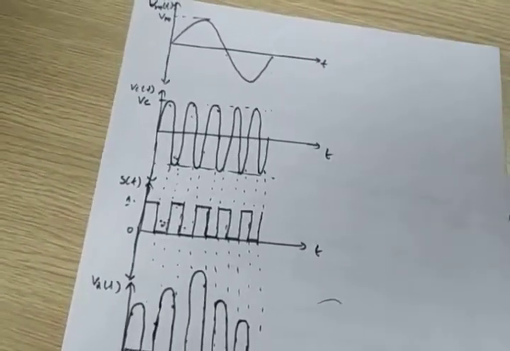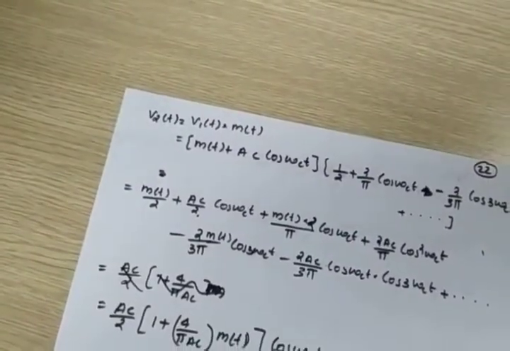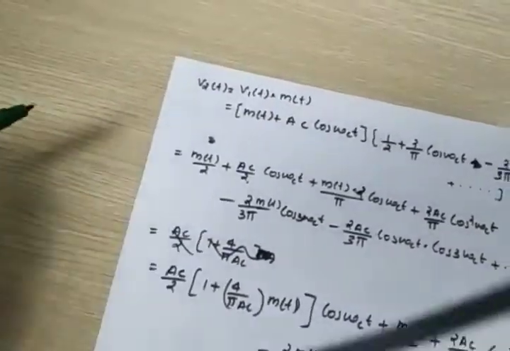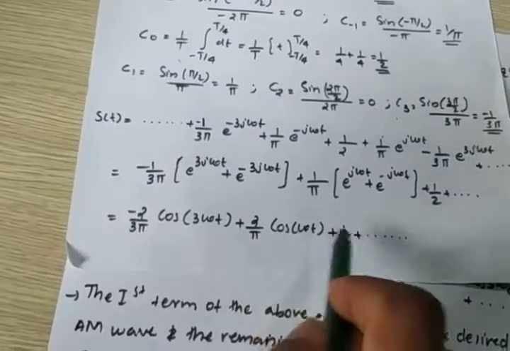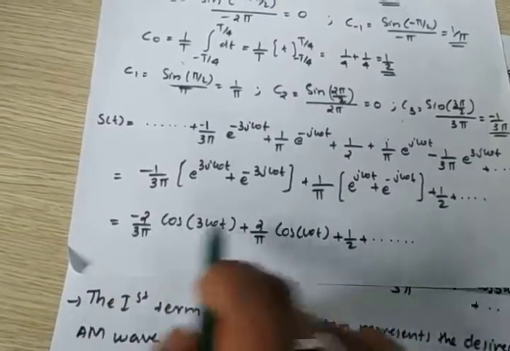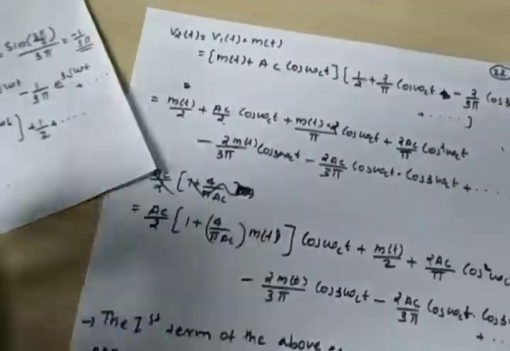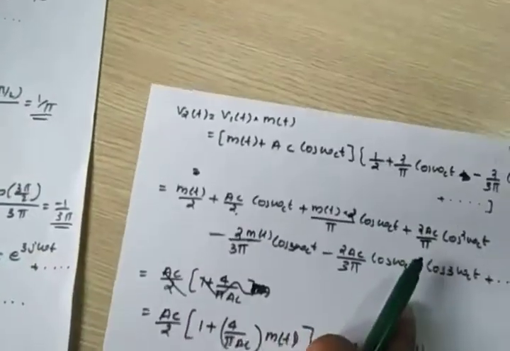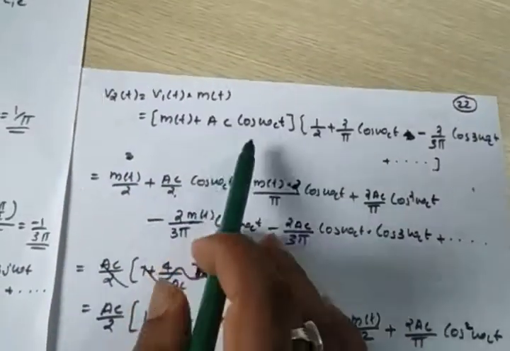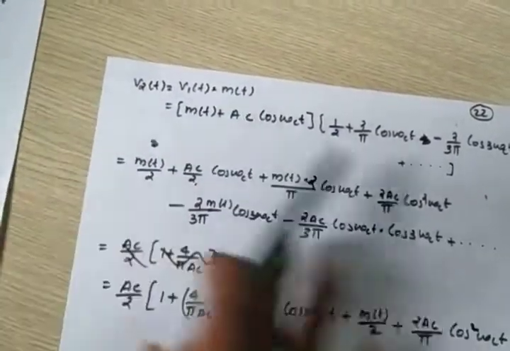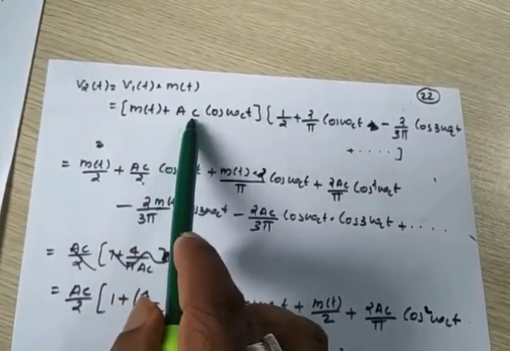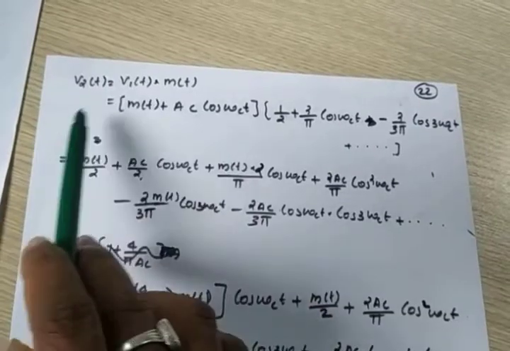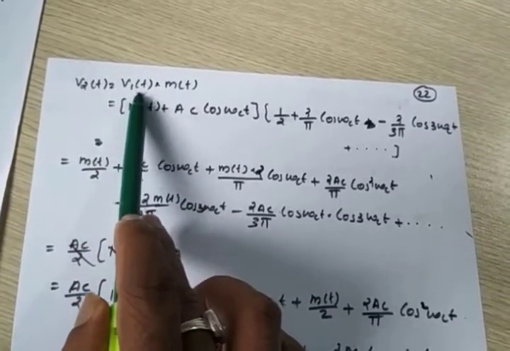So what is M of t here? M of t is nothing but S of t. Okay, what is S of t? We already found out S of t is this. So the question, finally we need to find out V2 of t. V2 of t equals V1 of t into M of t. So what is V1 of t? M of t plus AC cos omega ct. That is our incoming signal.